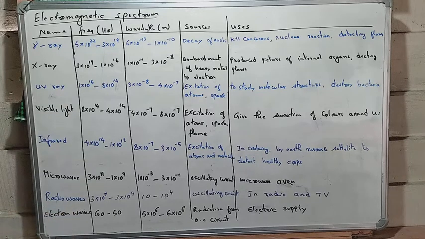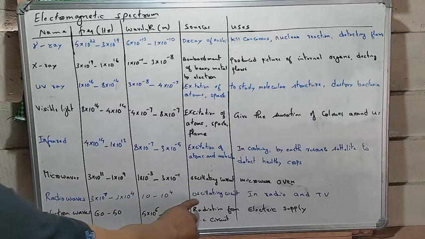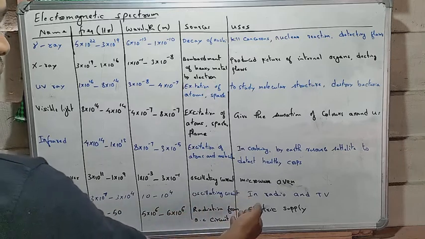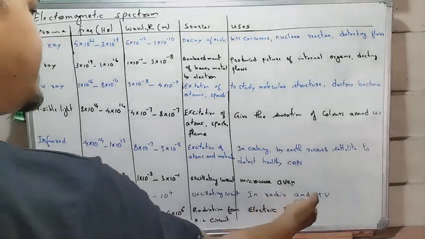Next is radio wave. Radio wave has this frequency and this wavelength. The source of radio wave is the same as the source of microwave; that is, it is produced due to an oscillating circuit. Radio wave is commonly used in radio and television.